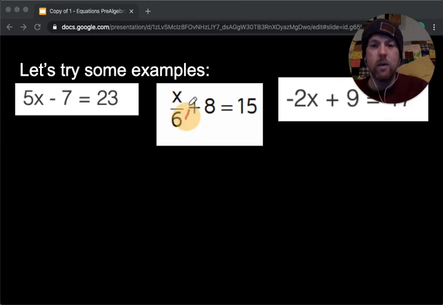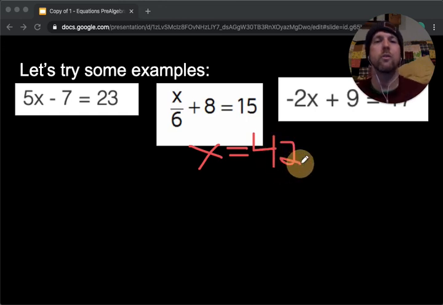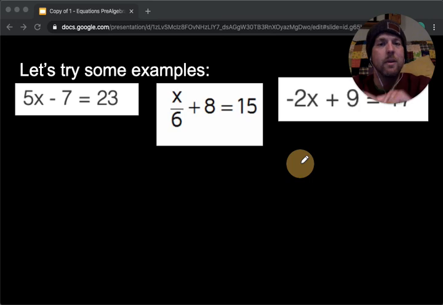Well, in my equation, I'm dividing by 6. So the opposite of division is multiplication. But if you look at it, it's written as a fraction. Dividing by 6 is the same as multiplying by 1 over 6, and this is going to come into play later on. But since I'm dividing x by 6, I'm going to multiply both sides by 6. So x equals 7 times 6, which gives me 42.